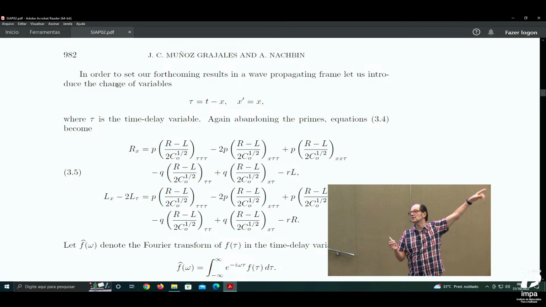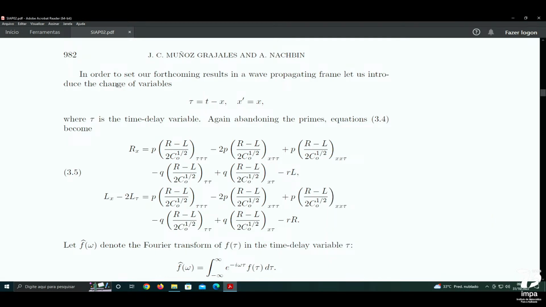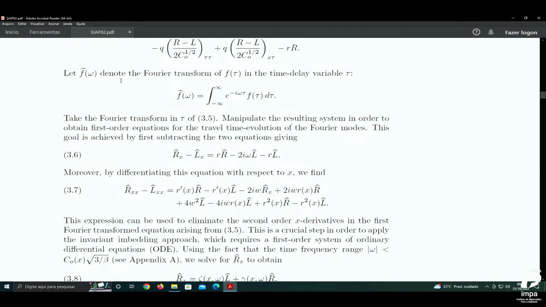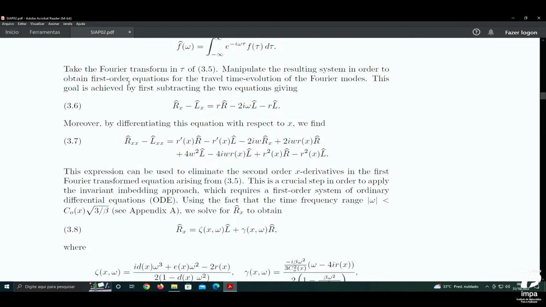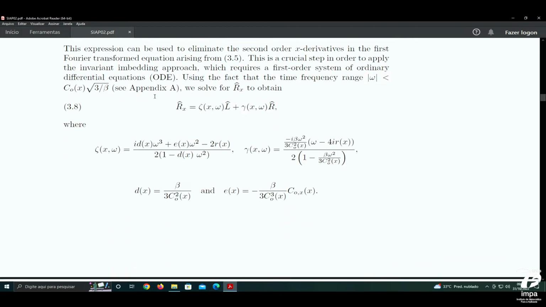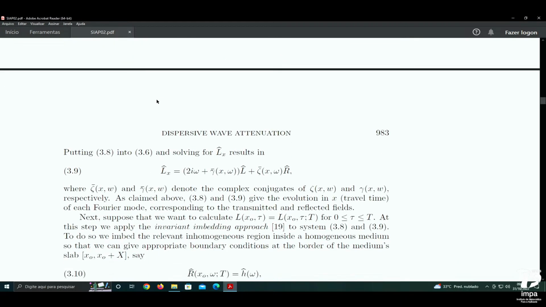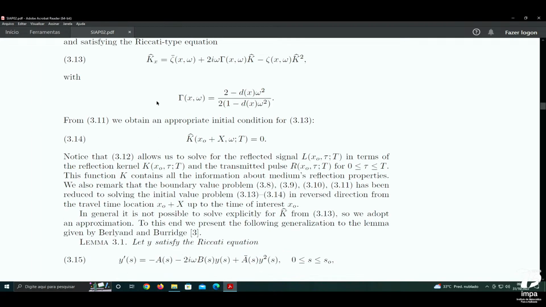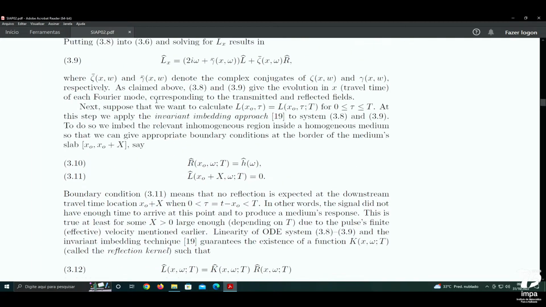I'm not going to get into details. And then they do a Fourier transform in tau. They decide it's convenient to do that in tau. And if you do the Fourier transform in tau, as you see at the end, that f hat, the system looks at first more complicated. So all the hats here are Fourier transform in tau. And at the end, some manipulation and so on, you get ODEs. Where is it? Here in tau.